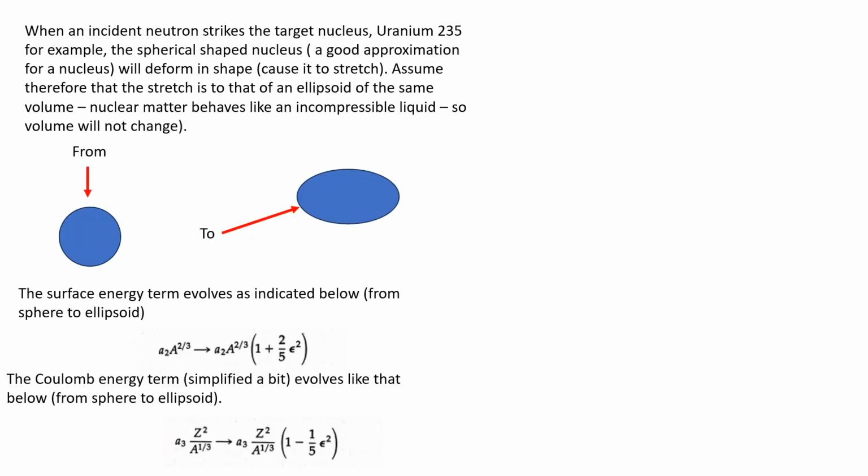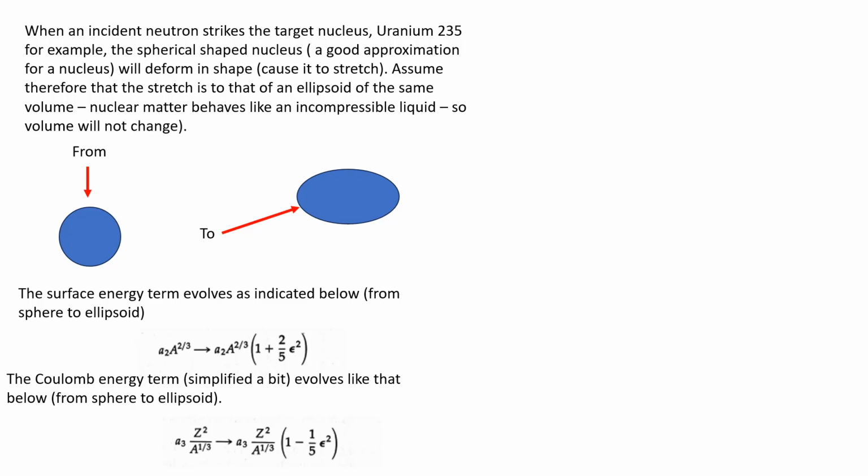When an incident neutron strikes the target nucleus, as demonstrated previously, uranium-235 for example, the spherical shaped nucleus will deform. So it will go from looking like this to looking more like this. Let's assume that the stretch is to that of an ellipsoid, a three-dimensional ellipse of the same volume. That makes sense. It's valid because nuclear matter behaves like an incompressible liquid, so the volume will not change.